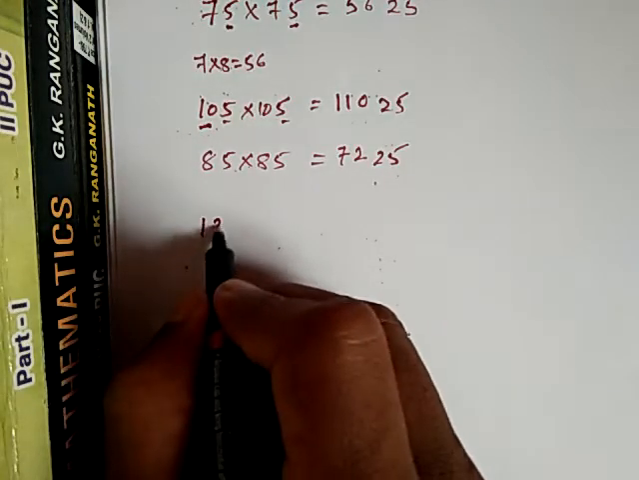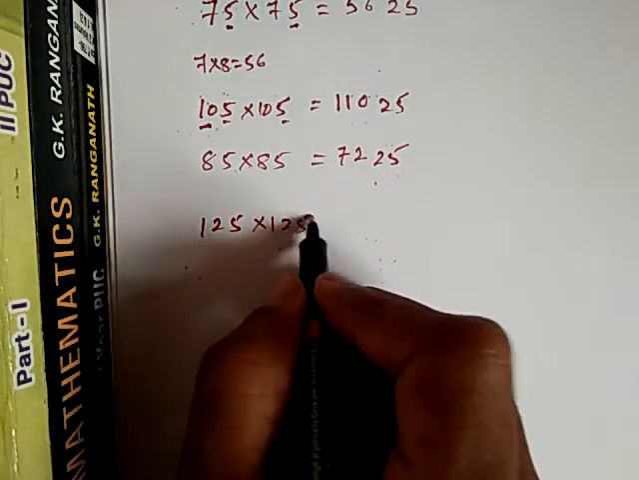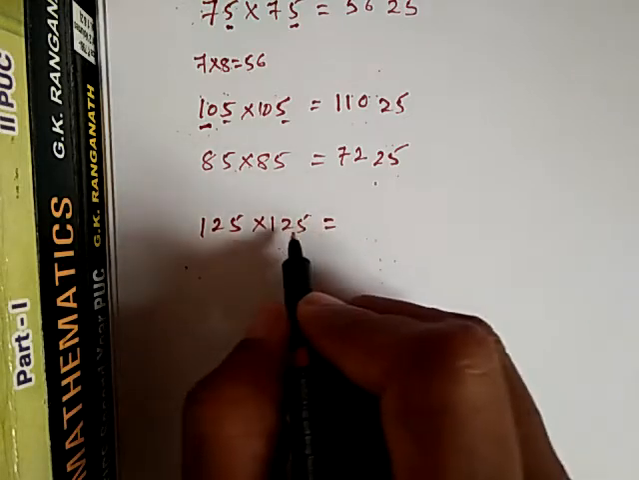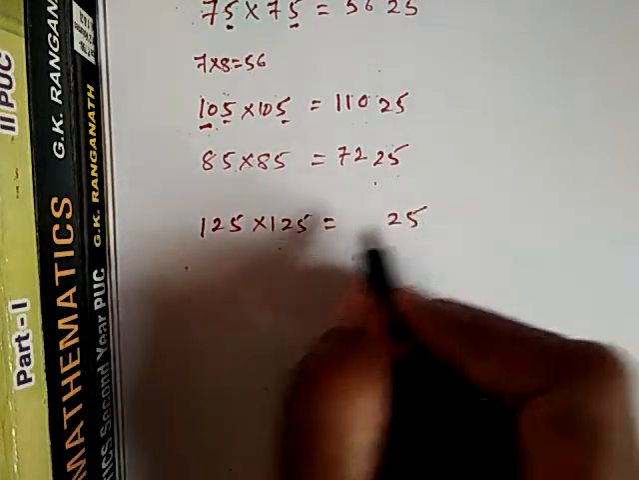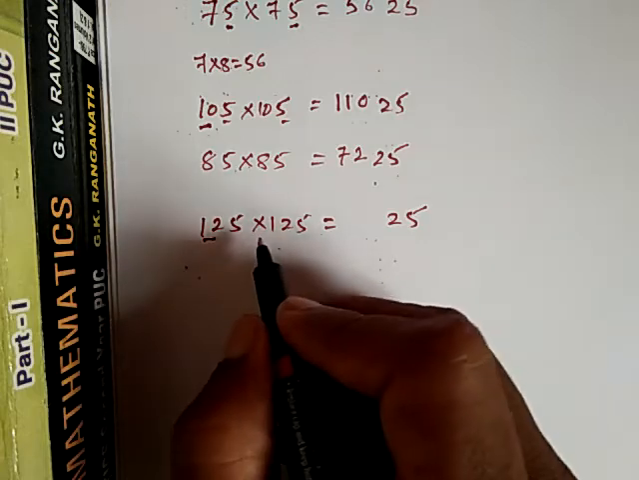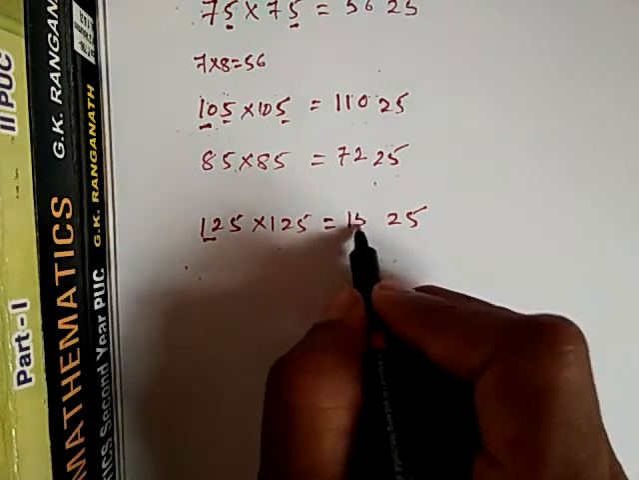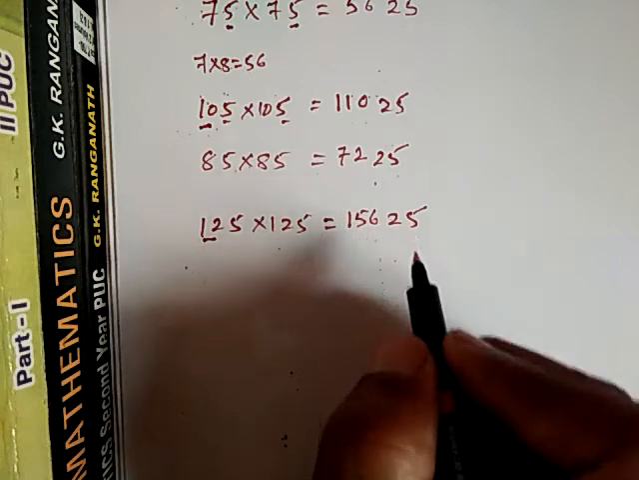Similarly, 125 into 125 we can take. So here both end with 5, so last will be 25. Here it is 12. So the next number after 12 is 13. So 12 into 13 is 156. That is the answer, 15625.